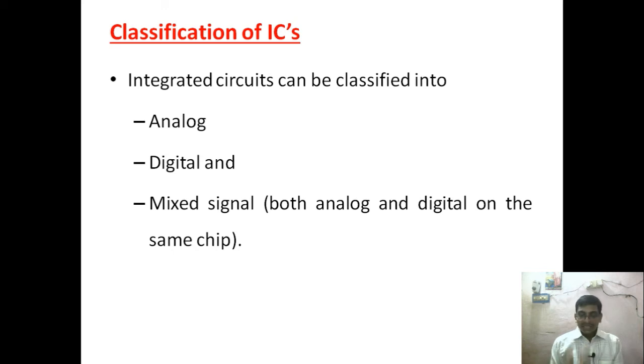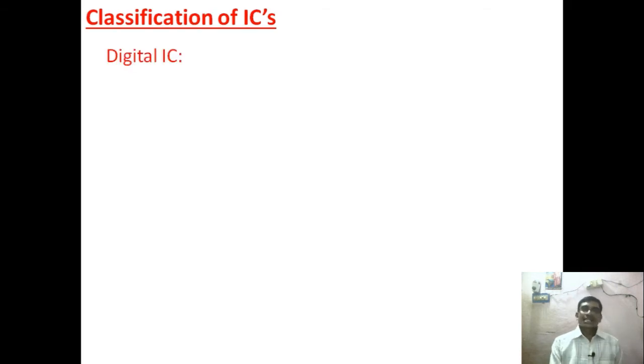Okay, it can take analog signals as well as digital signals and process them, and then give analog output as well as digital output depending upon our requirement. These types of ICs are called mixed signal ICs. They can process both analog signals as well as digital signals.